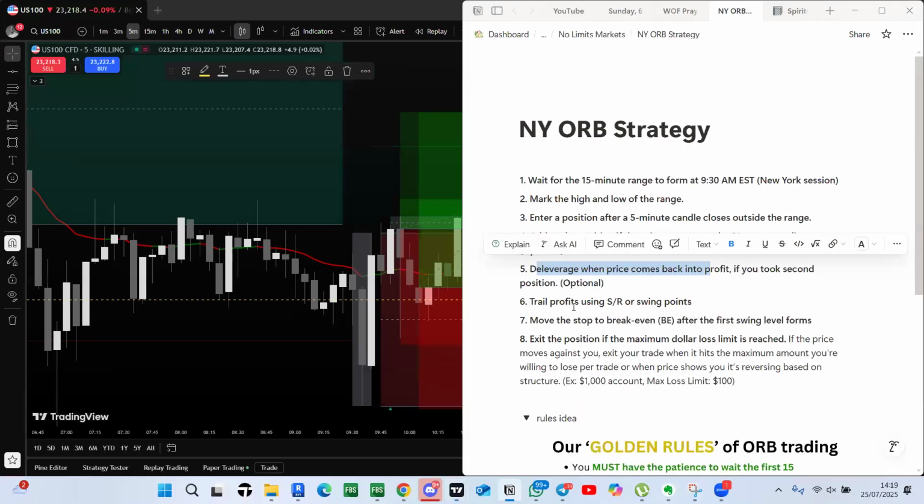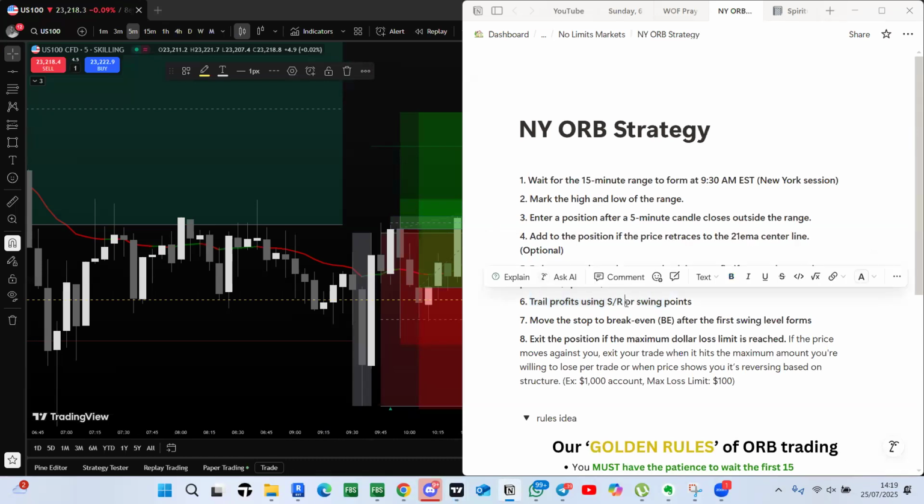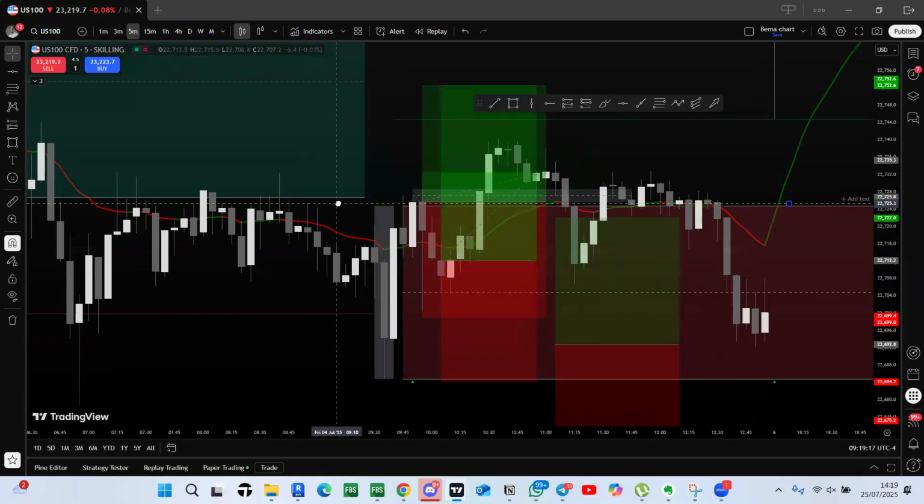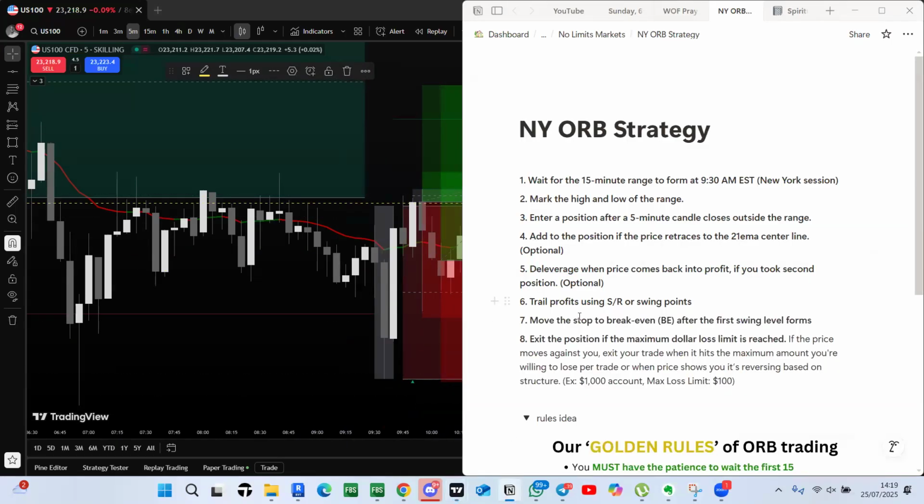Okay. The other is to trail using support and resistance or swing points. I've taught that. Point 7 is move your stop to break even, that I showed you. Once you see that you're in profit, move your stops to break even to make sure that you do not go back to lose on that trade. And then exit the position if the maximum dollar loss limit is reached.